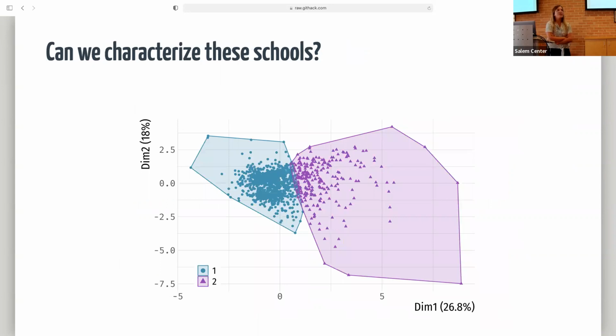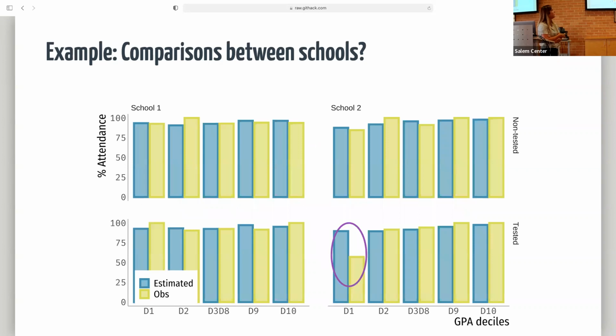So the idea that we're working on right now, and again, this is very much work in progress as well, is whether we can characterize these schools and find these clusters that would help us make better decisions on how to treat these problems, right? So what we do basically is take the difference between the distributions of observed and predicted. So, kind of this difference right here, right?